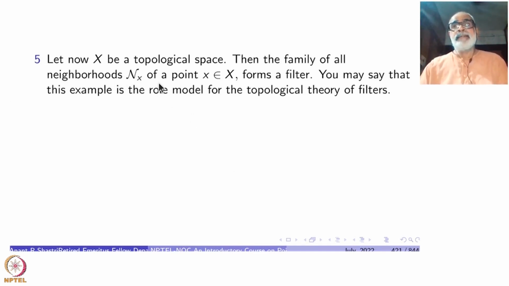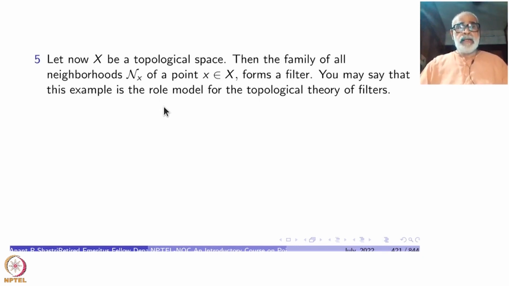Okay, finite intersections, all of them will contain X, so it is non-empty. Anything bigger than that will be a neighborhood, so automatically they are all there and so on, right? And the whole space is there. Empty set is not there because empty set cannot be a neighborhood. All right. So you may say that this simple example is the role model for the topological theory of filters.